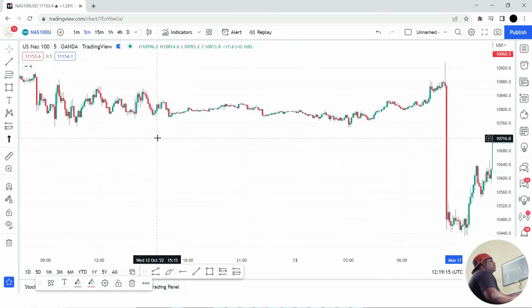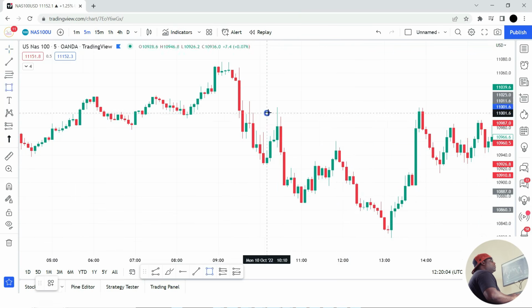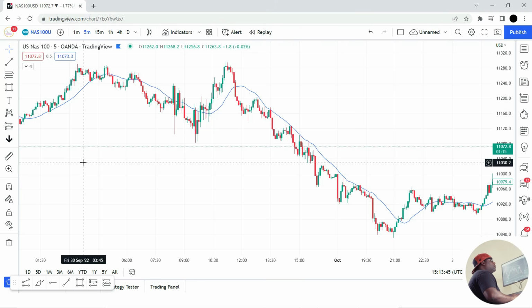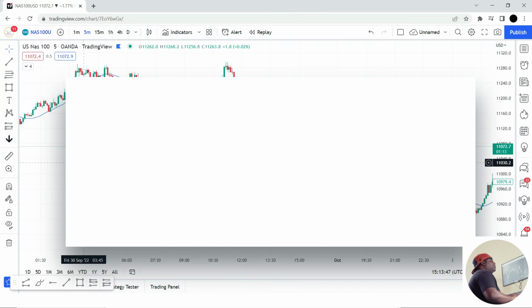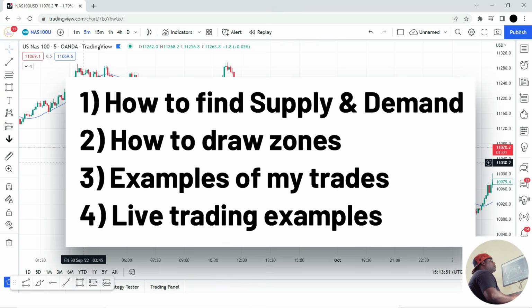Today, we're going to talk about how to find supply and demand zones on a 5 minute chart. So let's go. All right, so today we're going to talk about how to find supply and demand zones. Also, we're going to talk about how to draw supply and demand zones. And also, we're going to look at a couple of examples of my trades.